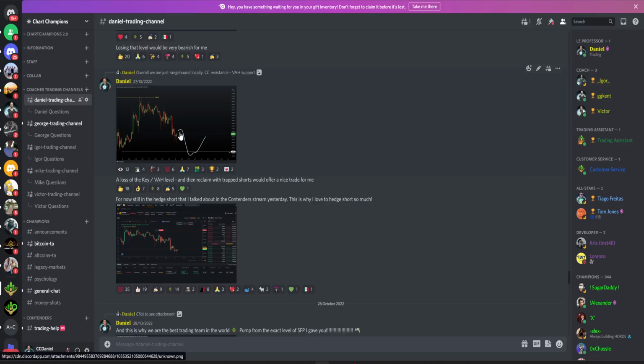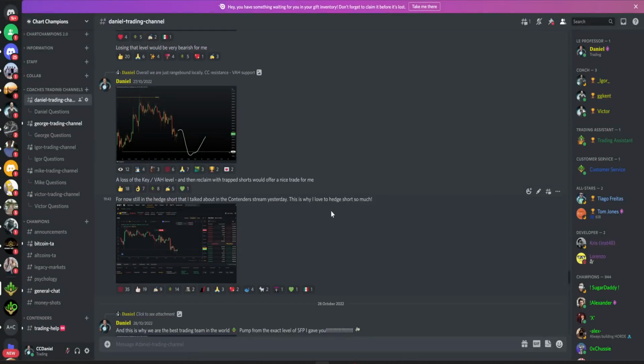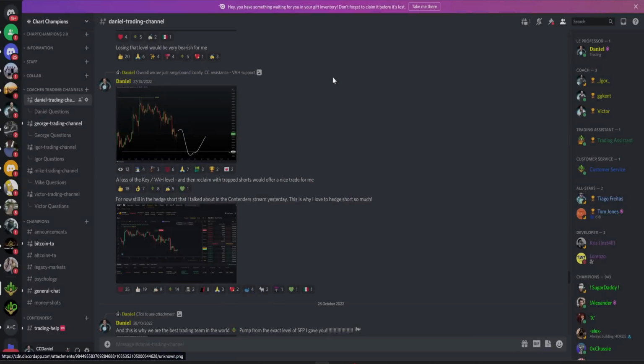Here we see the prediction that I made on the 27th of what I'm looking for next. Obviously, you had our CC resistance and our value area high support, and I was basically looking for a move down to take out our $20,000 liquidity zone before another move to the upside. So it's basically what I was explaining in my free public video, but with the exact line to follow, right?